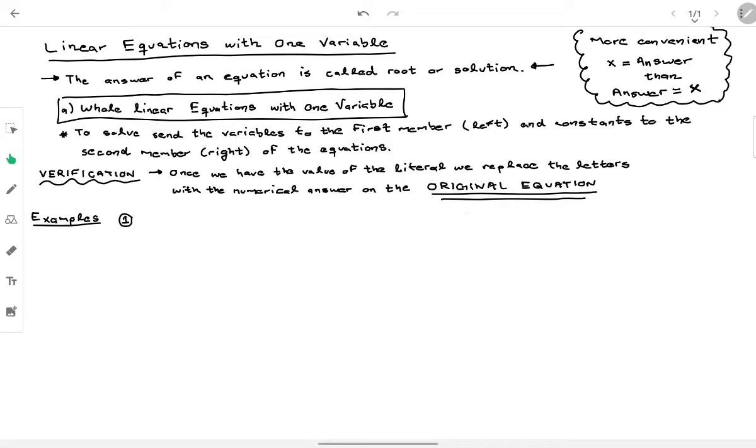So we will see how to solve and how to verify the root or the solution of a whole linear equation with one variable. So let's see some examples.